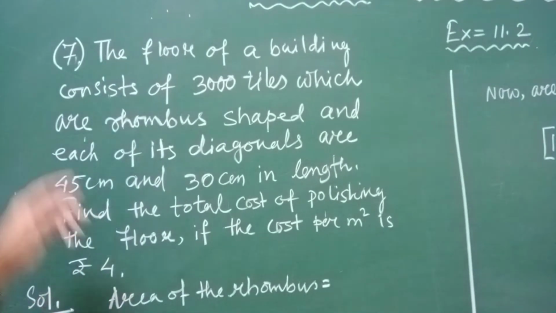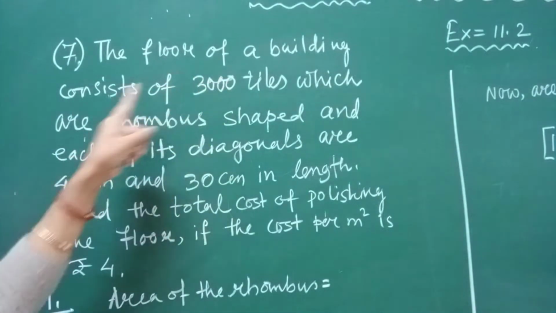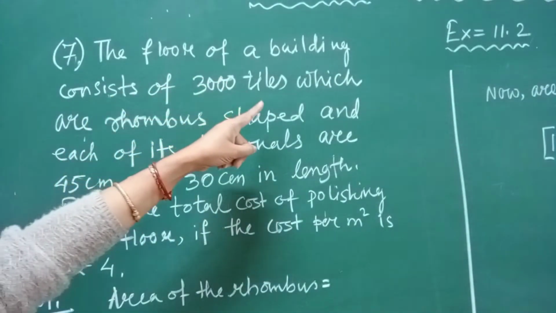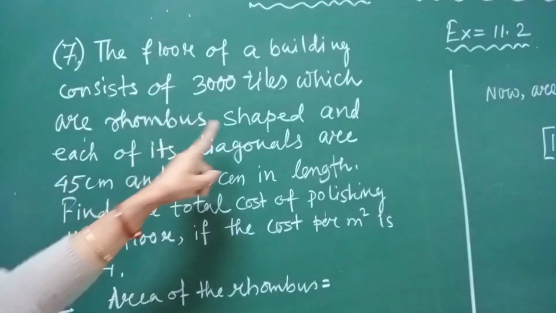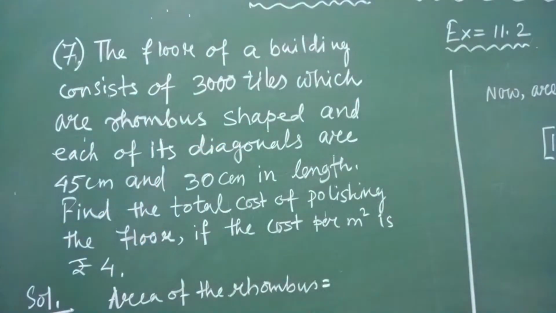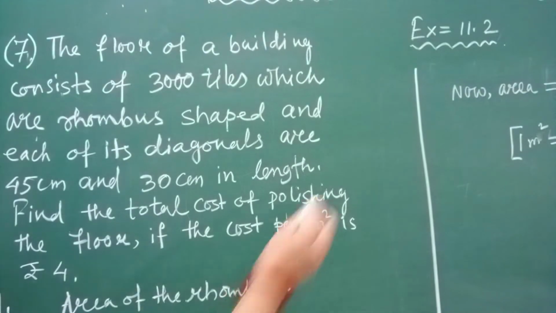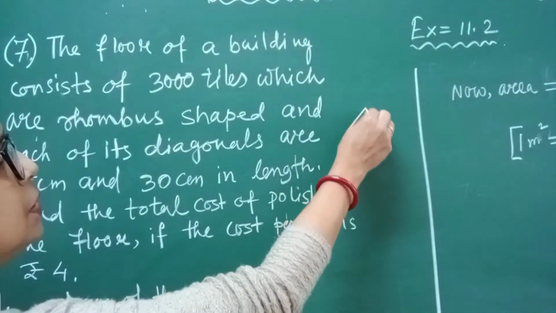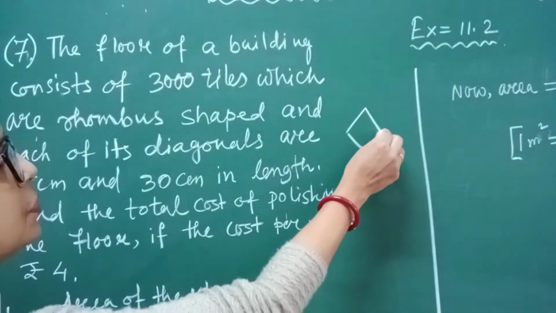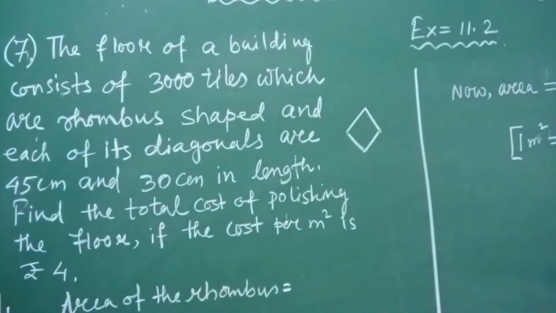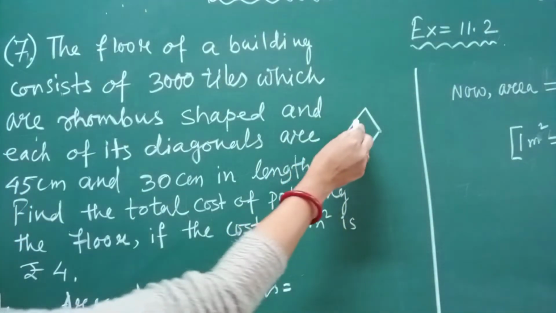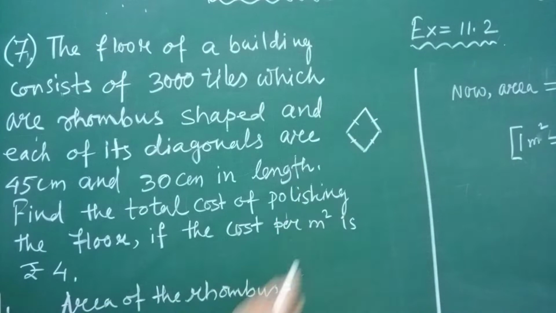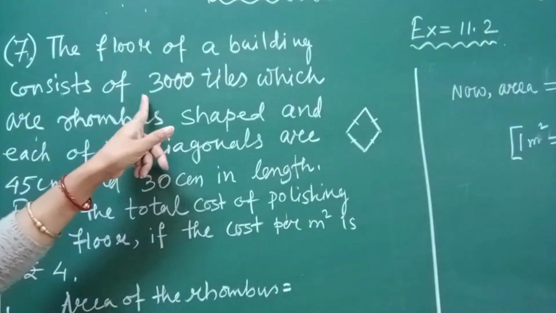Concentrate here. The floor of a building consists of 3000 tiles which are rhombus shaped. See, the tiles are rhombus shaped. The tiles may be in this way. The tiles are in rhombus shape where all the sides have the same length. How many tiles are there?